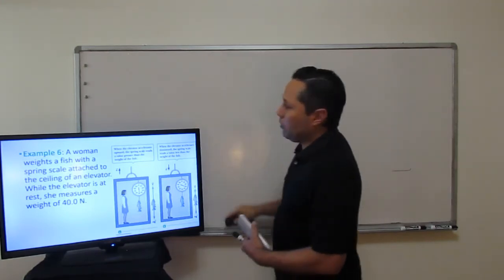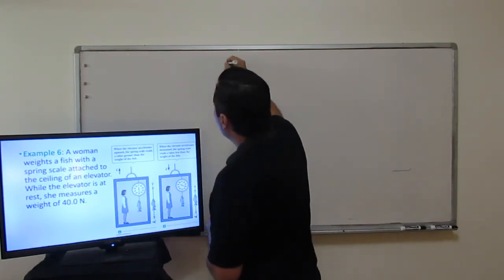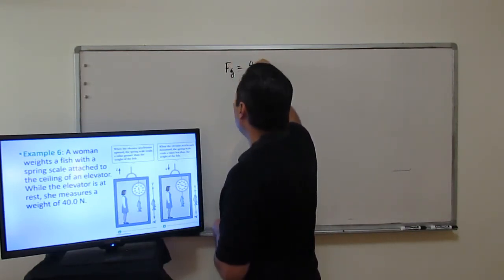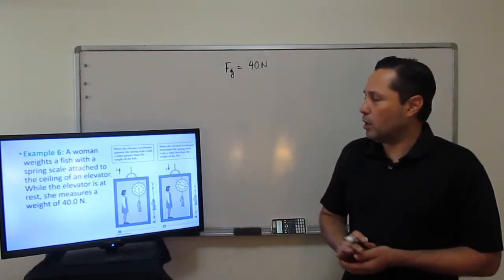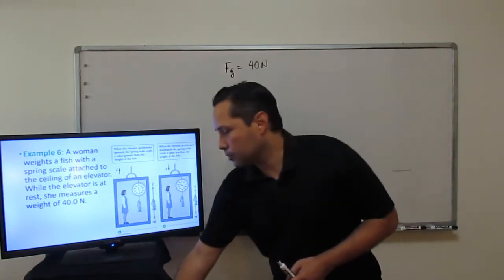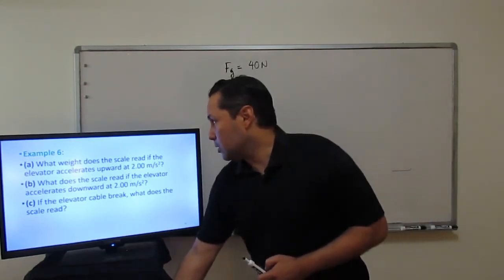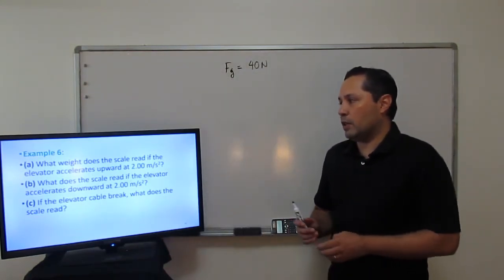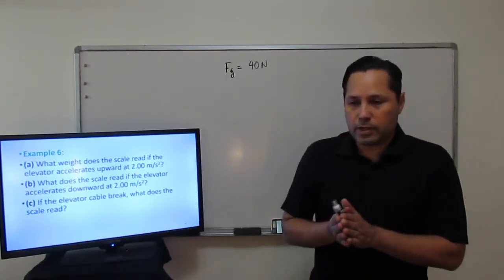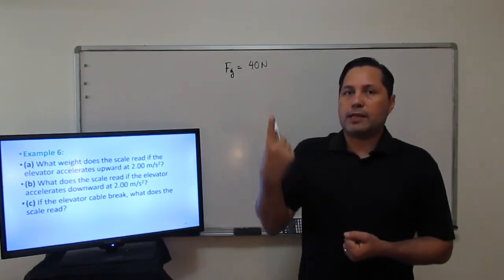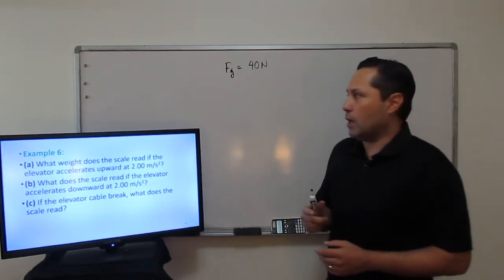So erase the previous problem. That'll be force due to gravity is 40 newtons, while the elevator is at rest, so it's not moving. So only gravity is acting on it. Then they ask you, part A, what weight does the scale read if the elevator accelerates upwards at 2 meters per second squared? Now that's going to be an issue for us. If we begin accelerating at 2 meters per second squared, that will change what the scale reads.